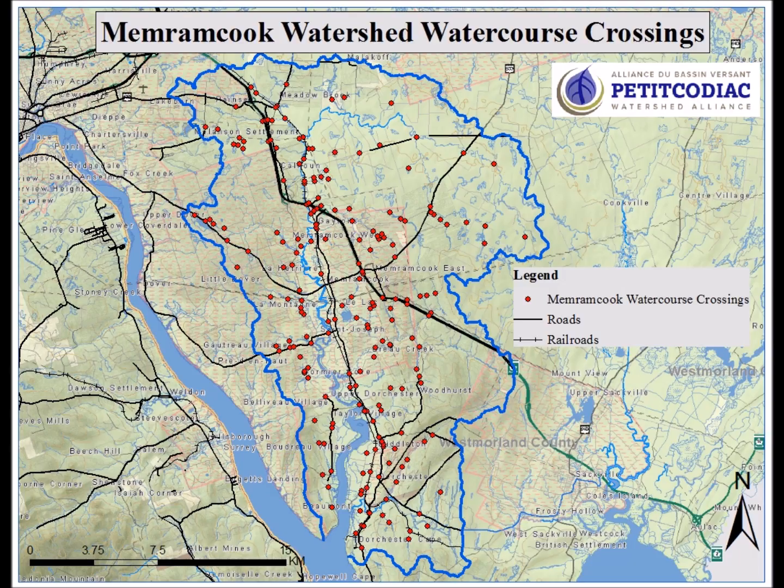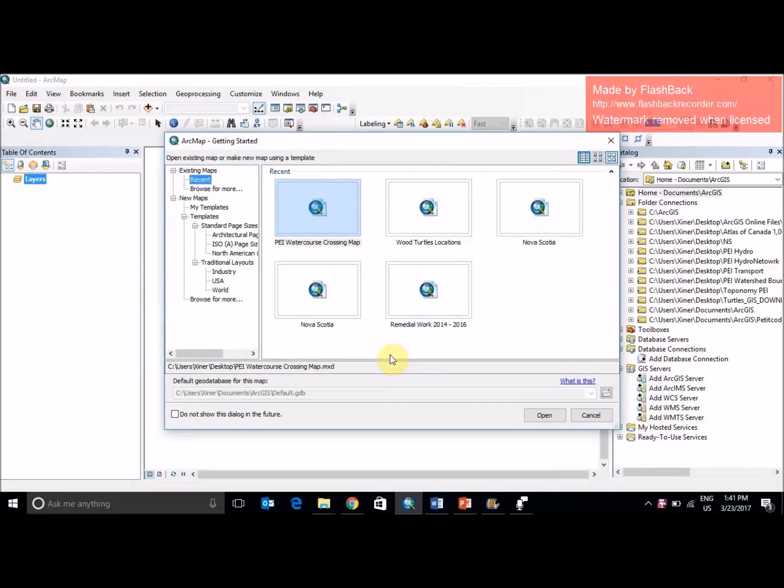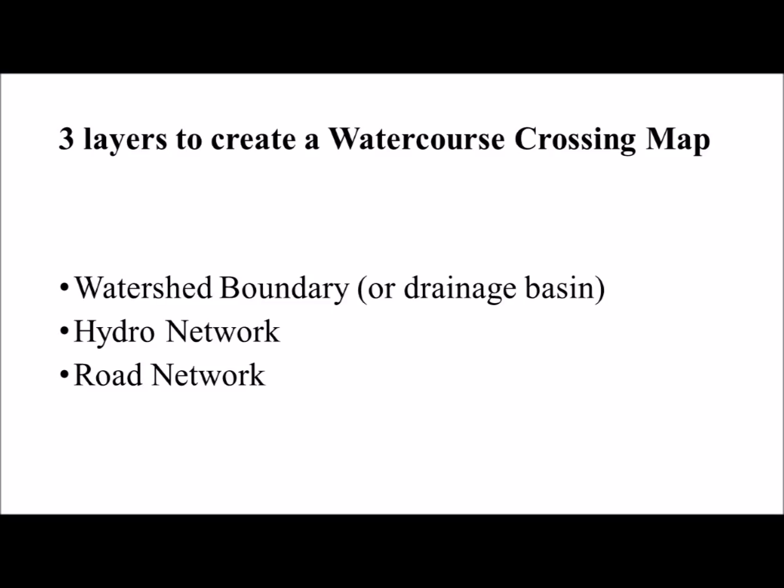A watercourse crossing map of the selected watershed is an essential resource for culvert assessments. Today we will demonstrate how to create a watercourse crossing map in ArcMap version 10.4. You need at least 3 layers to create a watercourse crossing map: a watershed boundary or drainage basin layer, a hydro network layer, and a road network layer.